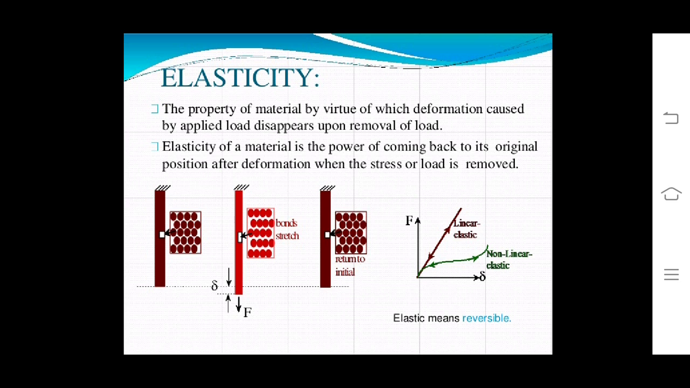But after the elastic limit, if load is applied, the body will not regain its original size and shape. That is the elastic limit of the body, after which the body will not regain its original size and shape, and it will become plastic.